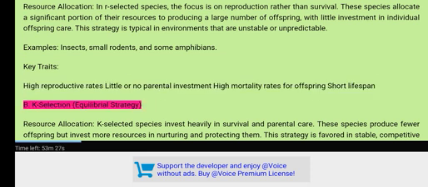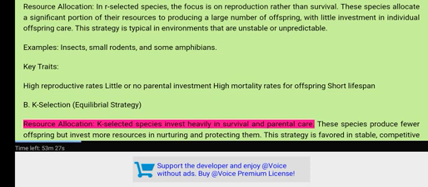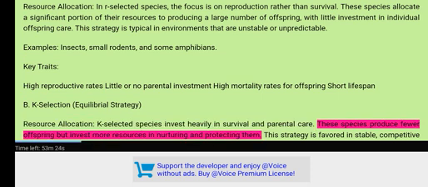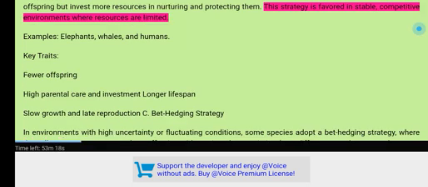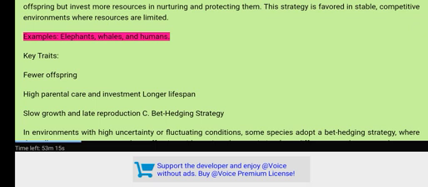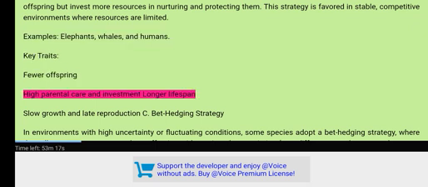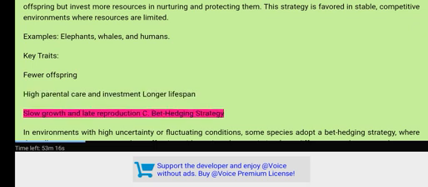B. K selection, equilibrial strategy. Resource allocation. K-selected species invest heavily in survival and parental care. These species produce fewer offspring but invest more resources in nurturing and protecting them. This strategy is favored in stable, competitive environments where resources are limited. Examples: elephants, whales, and humans. Key traits: fewer offspring, high parental care and investment, longer lifespan, slow growth and late reproduction.